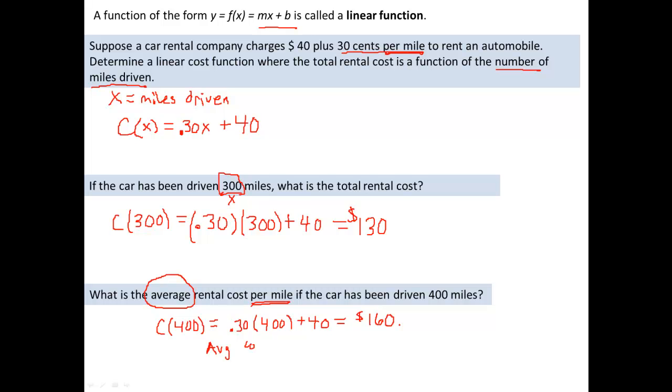Average cost per mile is going to equal the cost of driving 400 miles divided by the total number of miles, 400 miles. In other words, we're looking at $160 divided by 400 miles equals 40 cents per mile.